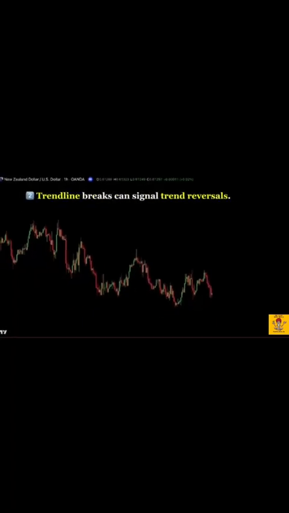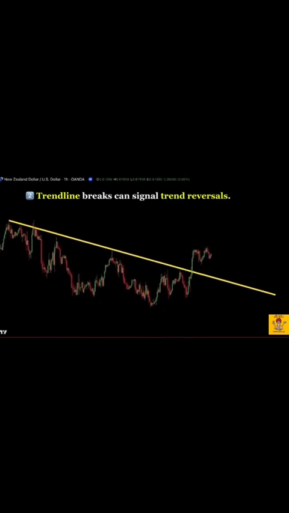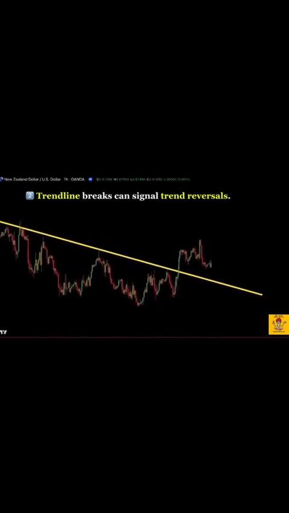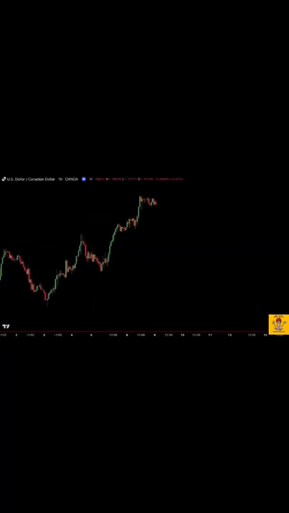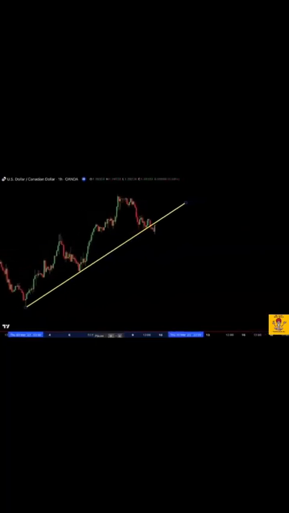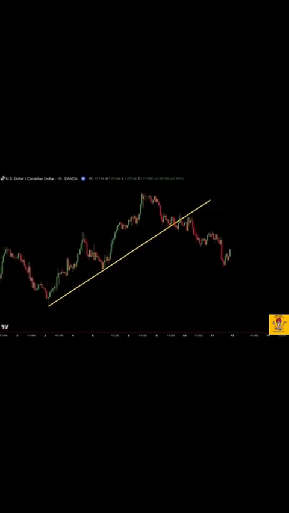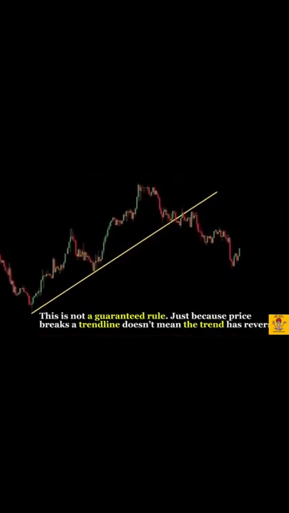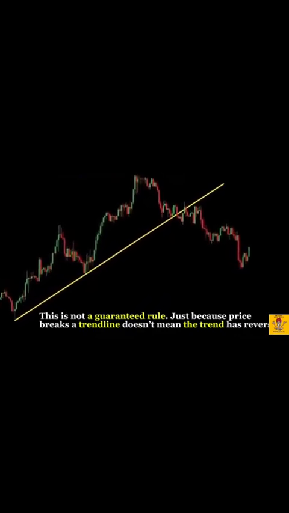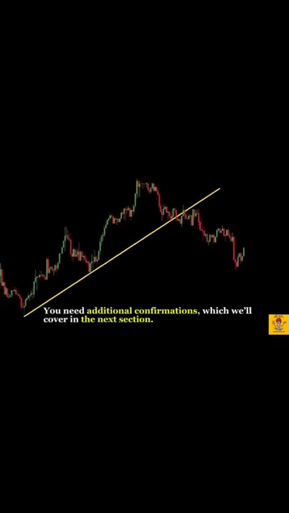The second reason we use trend lines is that trendline breaks can signal trend reversals. In a downtrend, we place our trend line above price. If price breaks above this trend line, it could be an early signal of a reversal to an uptrend. In an uptrend, we place our trend line below price. If price breaks below the trend line, it could indicate a potential trend change to a downtrend. However, this is not a guaranteed rule. Just because price breaks a trend line doesn't mean the trend has reversed. You need additional confirmations, which we'll cover in the next section.